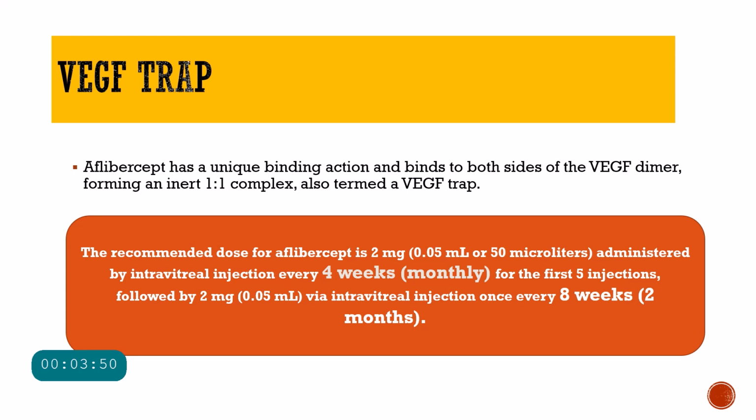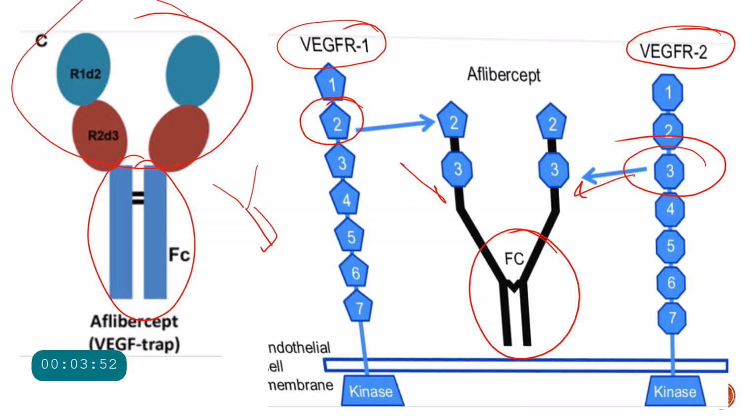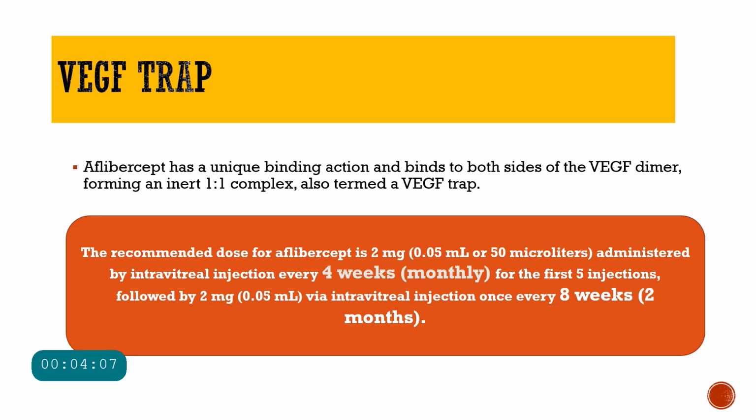Now, what is meant by VEGF trap? Within this aflibercept molecule, one dimeric VEGF, we know that the VEGF is actually dimeric. So one part of the VEGF is going to combine here and one part is going to combine here. So between these two arms of the aflibercept, the VEGF dimer is going to bind with a unique binding action, forming a very inert 1:1 complex, and this complex is called a VEGF trap.